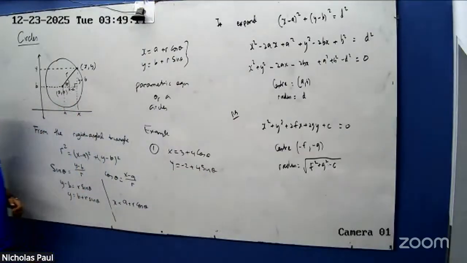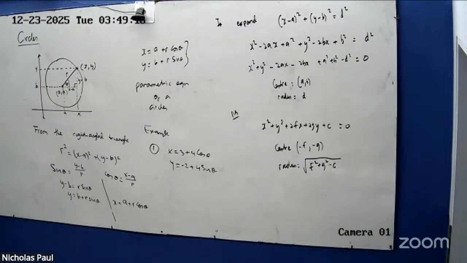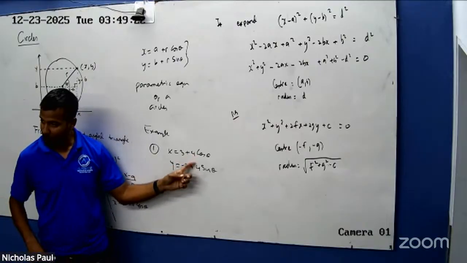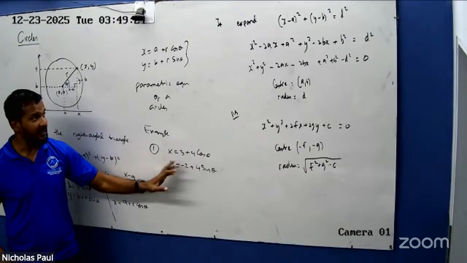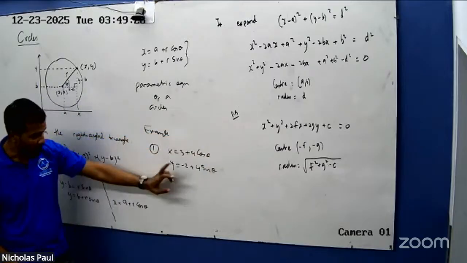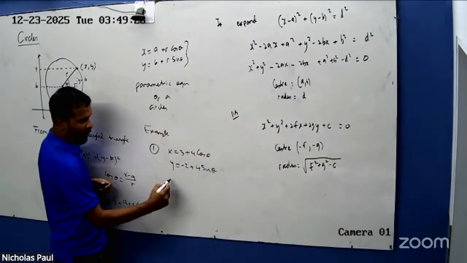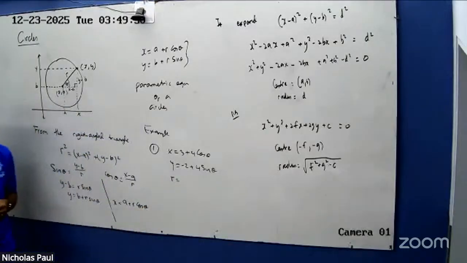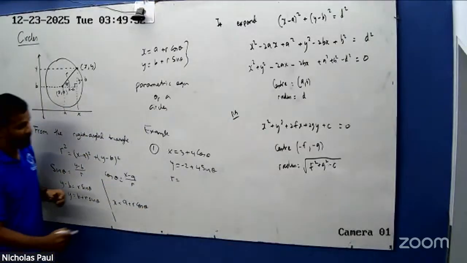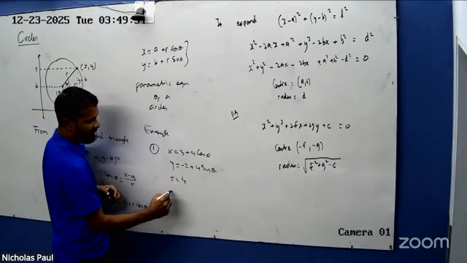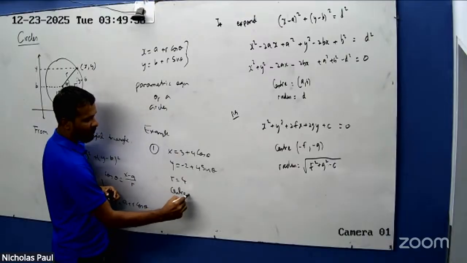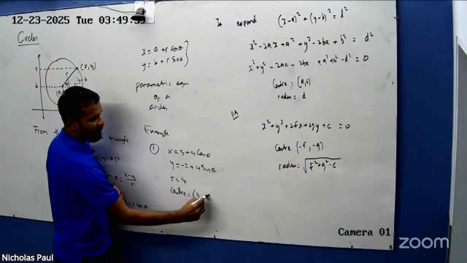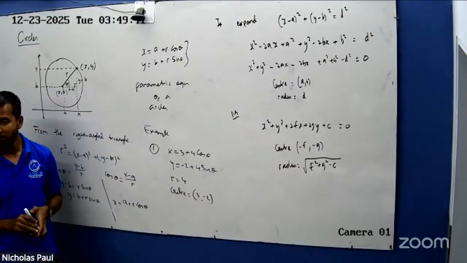So look at number one. Looking like a circle. Here's how you look at it, right? These two bars are the same. We'll prove it in a little while. But you could read off the radius here. What's the radius? 4. And what is the center? 3 and minus 2.